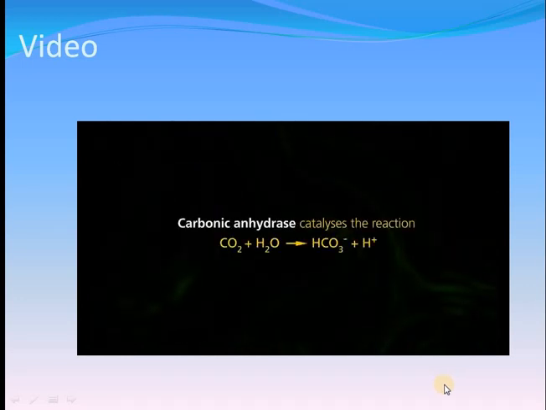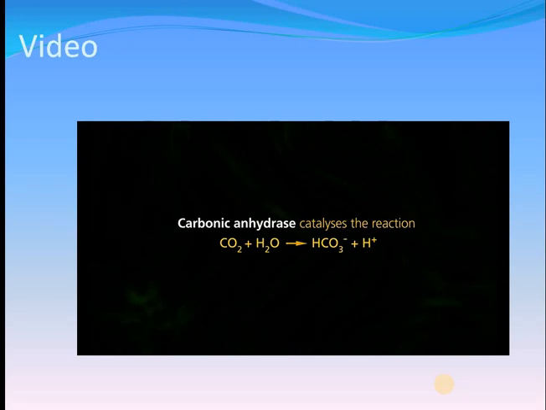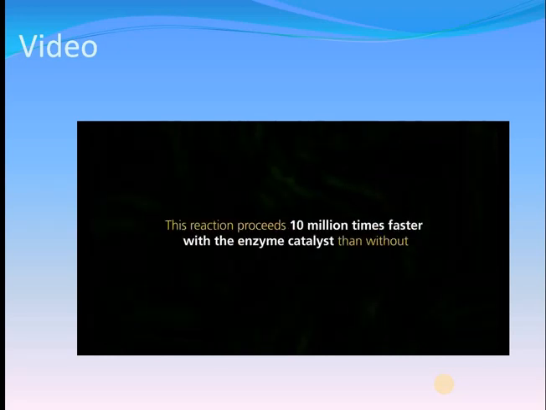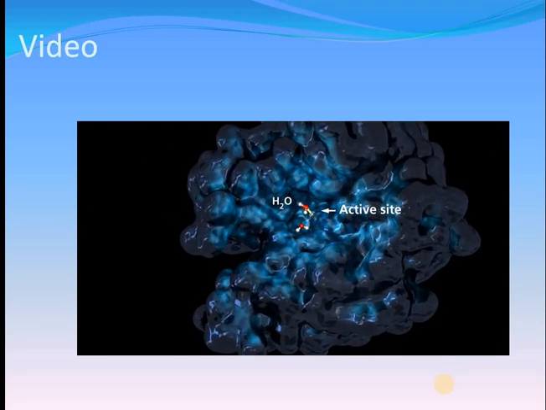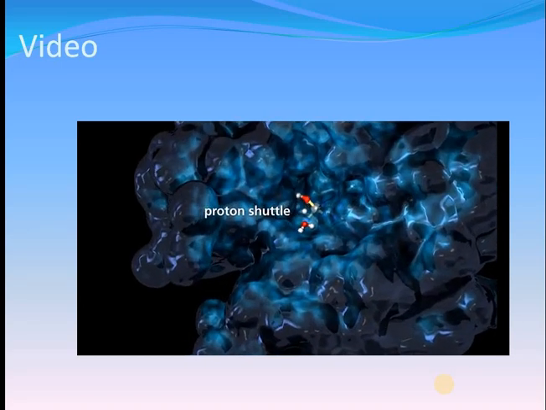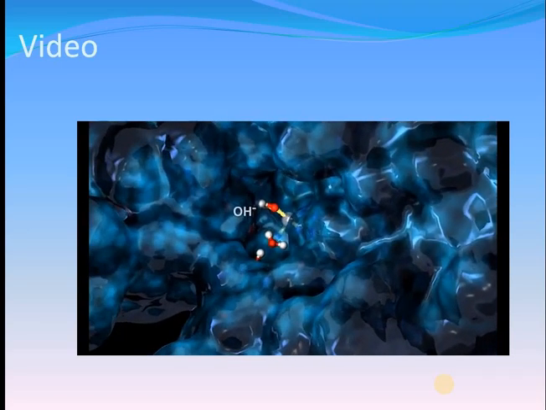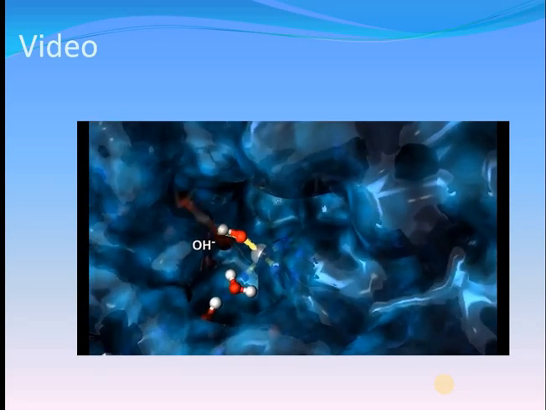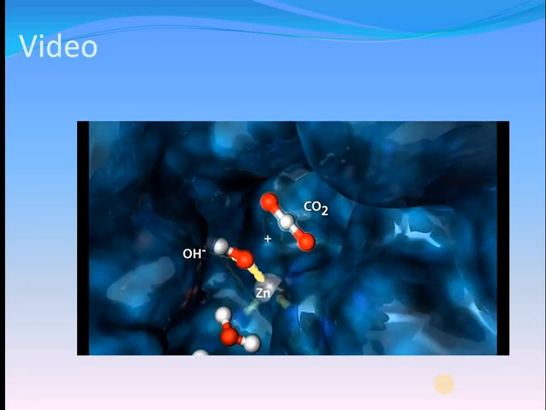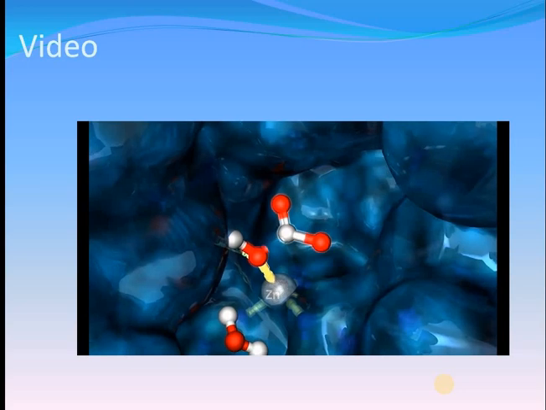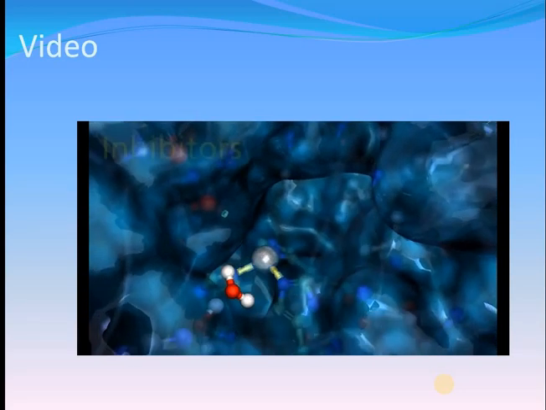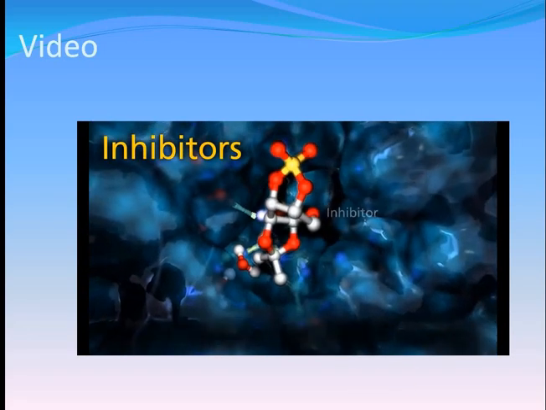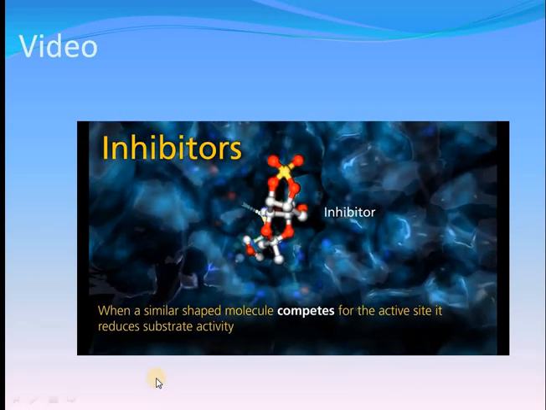Carbonic anhydrase catalyzes the following reaction between carbon dioxide and water. This reaction proceeds 10 million times faster with the enzyme catalyst than without. A water molecule is coordinated to a zinc atom in the protein. A proton is removed, leaving a hydroxide ion. Carbon dioxide binds to the hydroxide ion on the zinc and the product is released. When a similar shaped molecule competes for the active site, it reduces substrate activity.